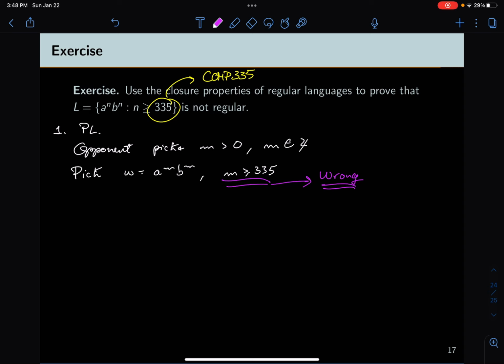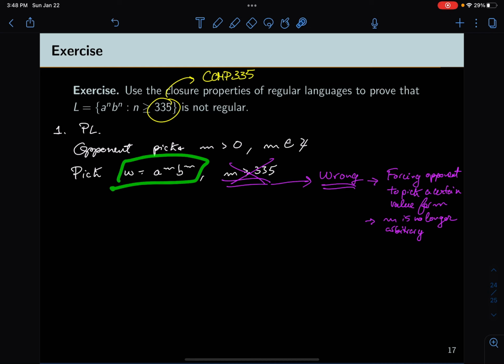And it's wrong for one particular reason: if you assume m is greater or equal to 335, what you're really doing is forcing your opponent to pick a certain value for m. And so that means m is no longer arbitrary. So you cannot assume this, right? Because what if m is not greater or equal to 335? Your opponent is allowed to do that. But then if it isn't greater or equal to 335, your string is no longer in L. And so already at this point, you've not followed the rules of the game, and so already you lose, right?